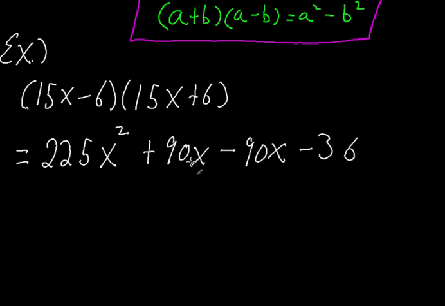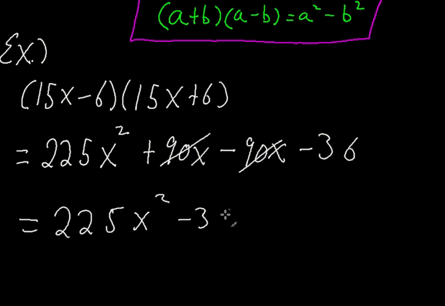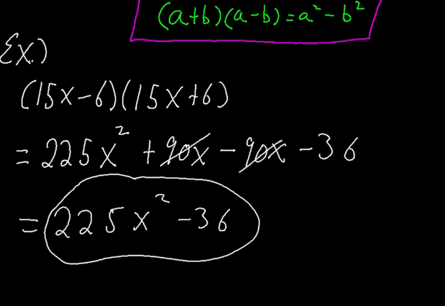Okay, can we combine any cross terms? I have negative 90x and 90x, so these cancel. 225x squared minus 36. This would be my final answer.